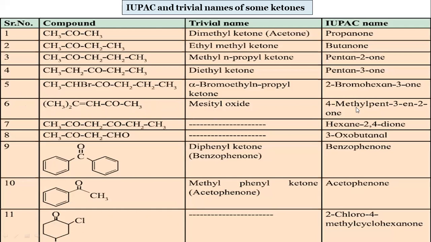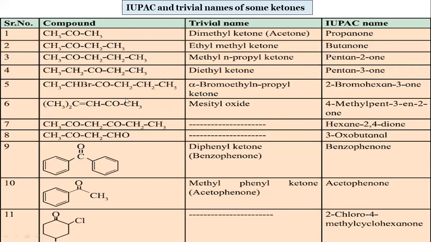So the name is 4-methyl, on the fourth carbon. On the fourth carbon, a methyl group is there. So this is 1, 2, 3, 4. Yes. On the 4 carbon, a methyl group is there. 4-methyl pent. Pent indicates total 5 carbons are there. 1, 2, 3, 4, 5. 4-methyl pent-3-en. This 3-en indicates on the third carbon a double bond is there. 1, 2, 3. See the double bond is there. 3-en and 2-one. 2-one indicates on the second carbon the carbonyl group is there.